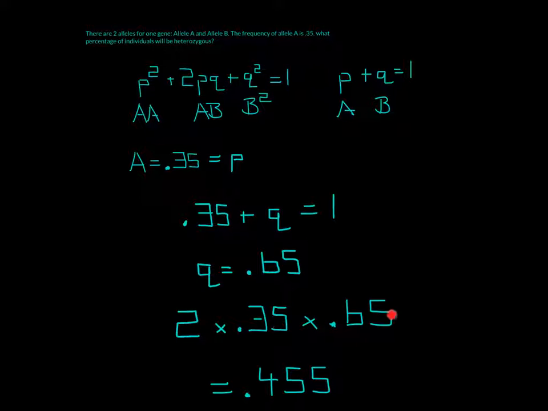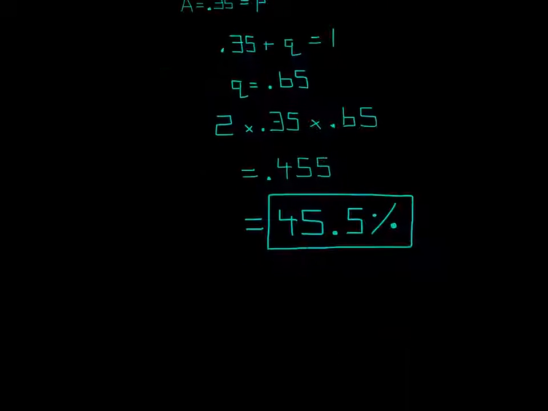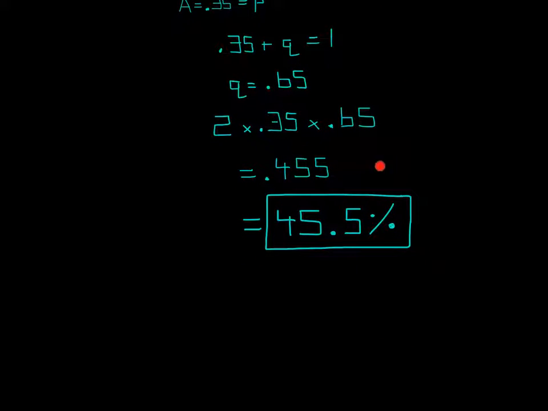So we use the formula 2 times P times Q. So 2 times P, which is 0.35, times Q, which is 0.65. The final answer is 0.455. And then we just multiply by 100 to get a percentage, which is 45.5%.